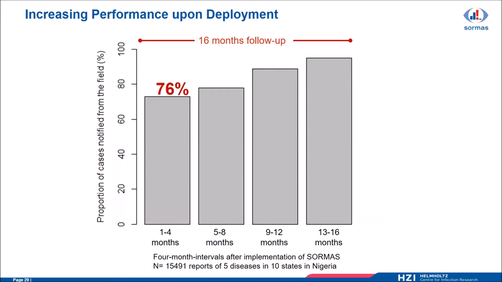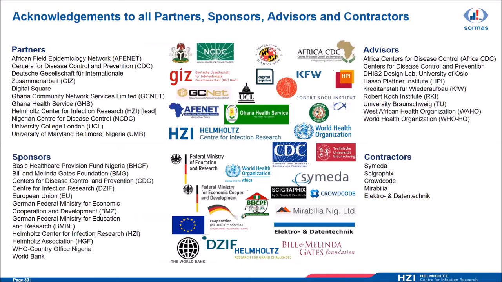And we found out that even at the beginning, 76% of the users from the field collected this information, and about 16 months later, 98% of them had collected this information. These are the different partners who are involved in SORMAS in funding in different ways, in funding or support or training.